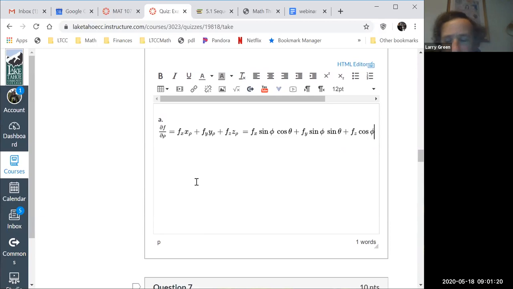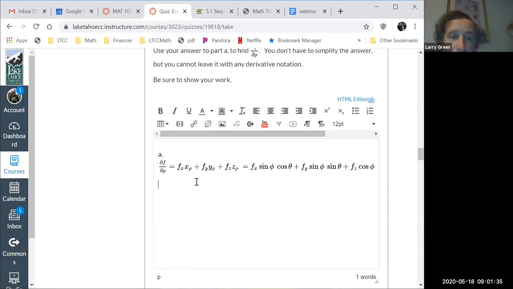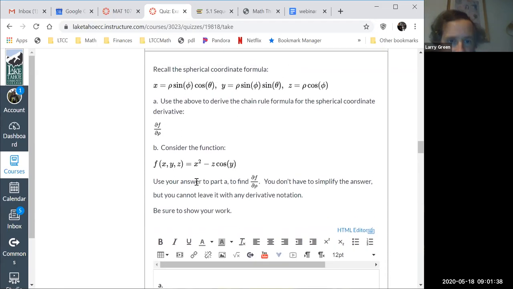Any questions on part A? Any questions? This is just applying the chain rule. There's nothing special here, but you've got to be able to do it. That's all. And then part B is consider the function. There's our f. Let's find del f del rho. And it says you don't have to simplify it. You just can't have any derivatives written in.